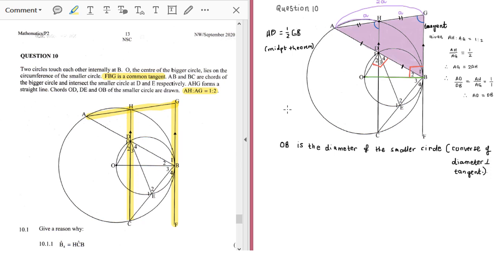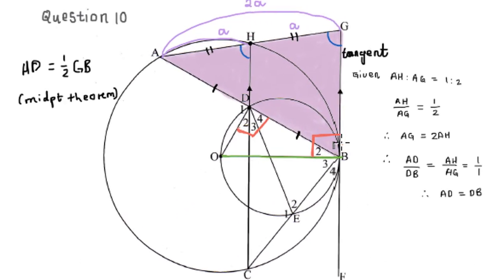Are we done? Certainly not. We haven't used our tangent yet. So let's see what relationships the tangent establishes in this diagram. Let's start here with this angle B1. Hopefully you can still see it in this cluttered diagram. Let me use a different color. Angle B1.